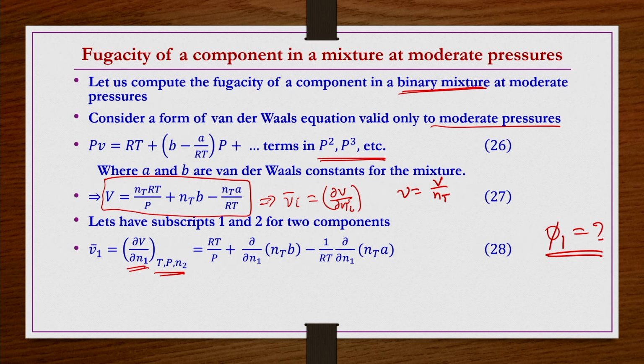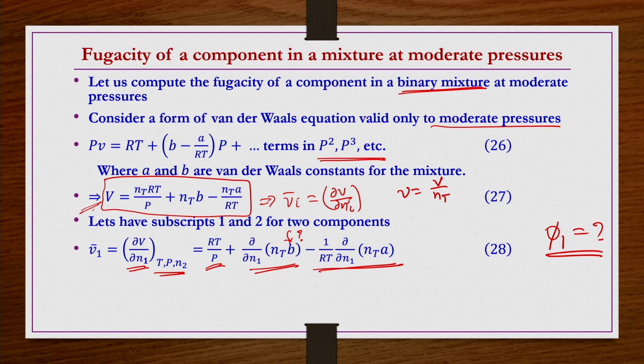This is nothing but partially differentiating the equation, capital V equals Nt RT by P plus Nt b minus Nt a by RT, and then you will get V1 bar. So, dou by dou N1 of Nt RT by P is nothing but RT by P, plus dou by dou N1 of Nt b, which we do not know as of now, because we do not know what B is for the mixture. The last term is 1 by RT dou by dou N1 of Nt a. So, simply this is what we get for V1 bar.